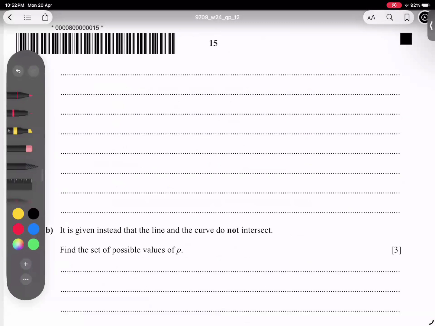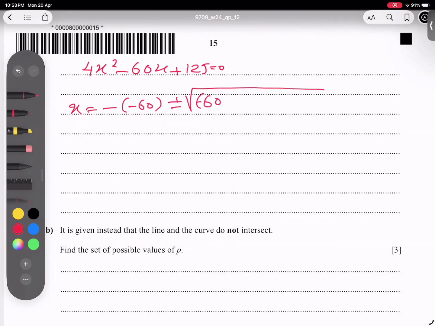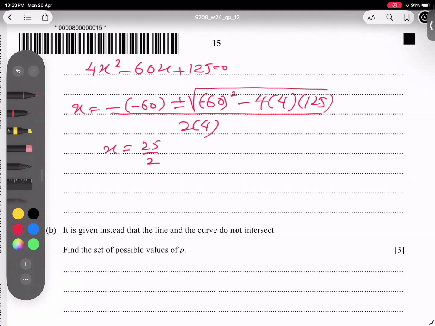So you can see here, I'm going to solve it now. So x is equal to negative b plus and minus square root of b squared minus 4ac, over 2a. Again, I'm going to apply a formula to save time. And I'm getting two answers here. One answer is 25 over 2, and the second is 5 over 2.